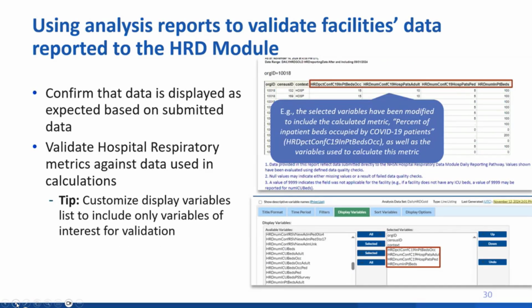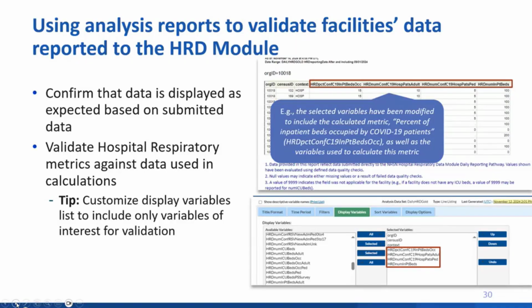We encourage reporters to use the analysis reports to validate that reports are displaying information that they expect to see based on the data that they submitted. Customizing which variables are displayed can help users to validate their facilities' data using the calculated hospital respiratory data metrics. These variables can be added to the report using the Display Variables tab.